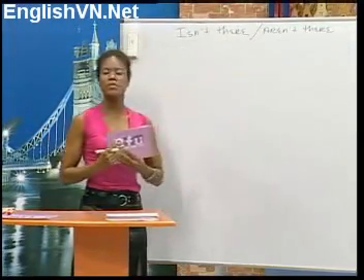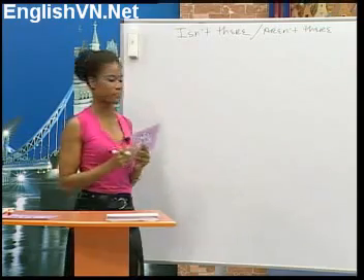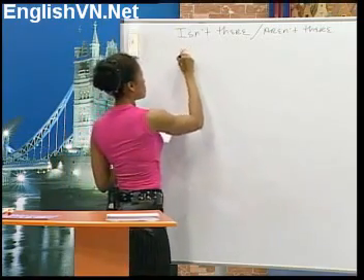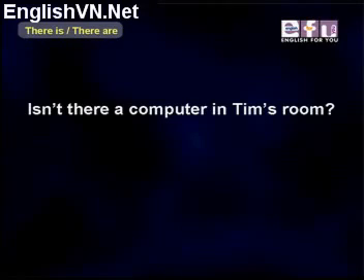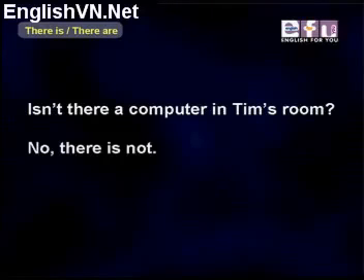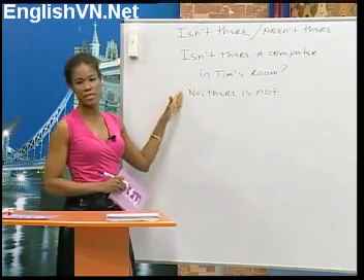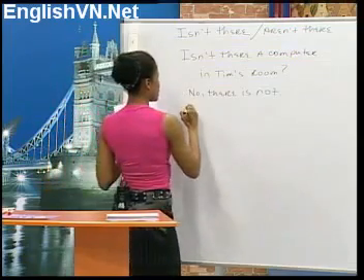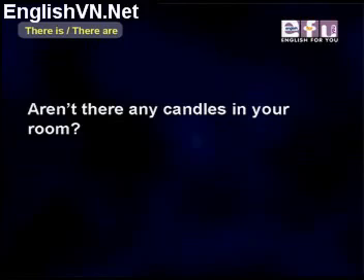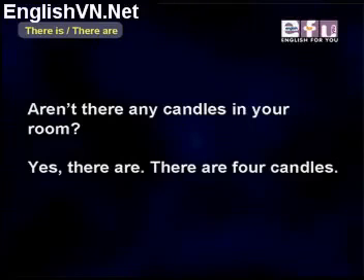Okay, we can also give short answers to these questions. Here are some examples. Isn't there a computer in Tim's room? No, there isn't. Next example. Aren't there any candles in your room? Yes, there are. There are 4 candles.